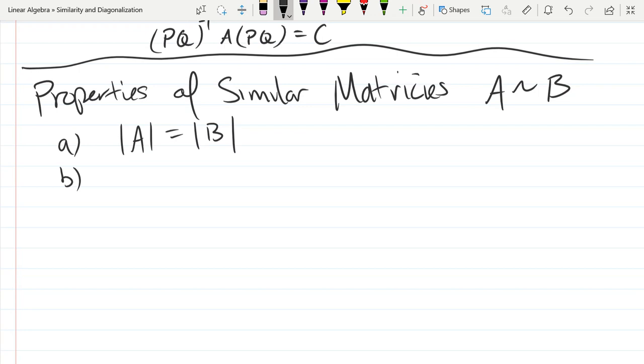Second property, so just looking at property A, what if I told you A is invertible? What would that mean about A's determinant? Not zero. So the above property says it has to equal B's determinant, so B's determinant would not be zero, meaning B is invertible. So A is invertible if and only if B is invertible.